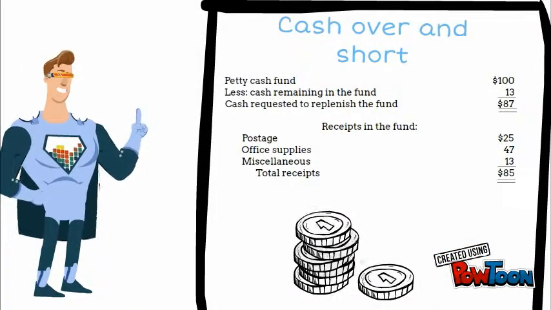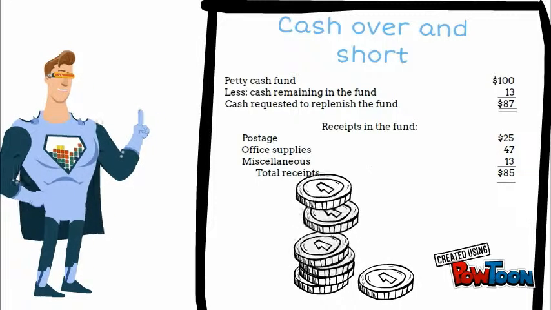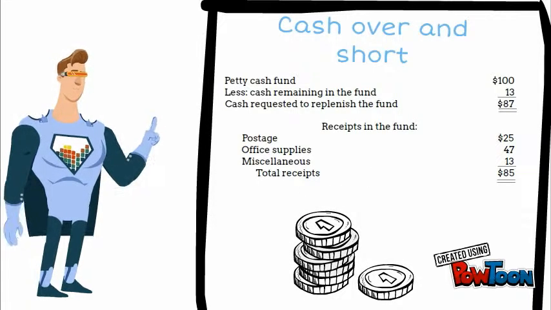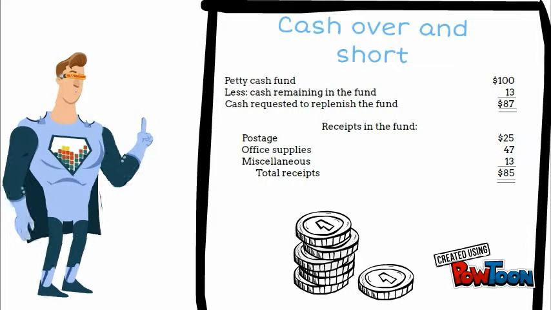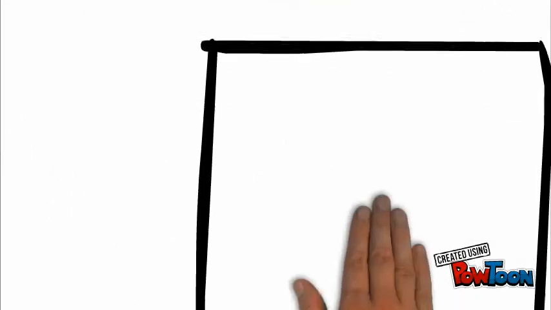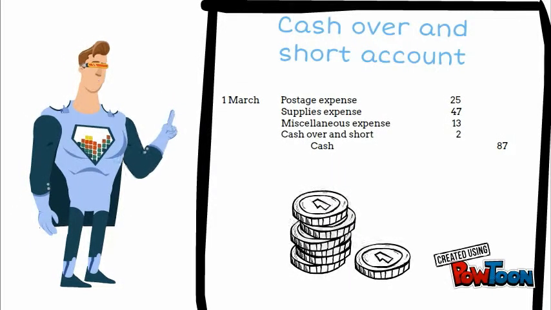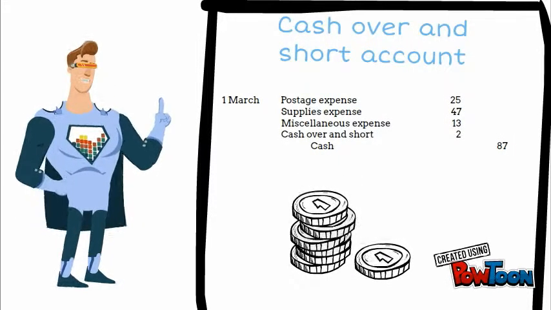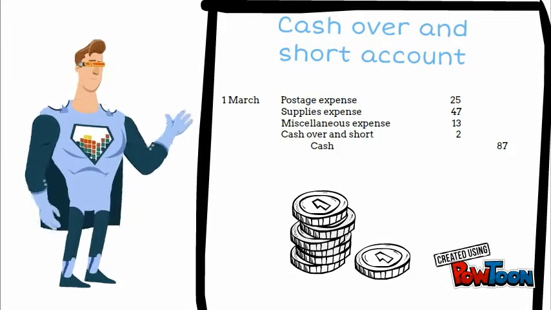In such cases, the discrepancy is charged to an account called cash over and short. Cash over and short is a temporary account that can have either a debit or credit balance, depending on the situation. To illustrate, assume that Lisa counts only $13 of cash in the fund before replenishment. In this case, a check must be written for $87 to fully replenish the fund. However, there is only $85 of receipts. The $2 difference is charged to the cash over and short account as shown.